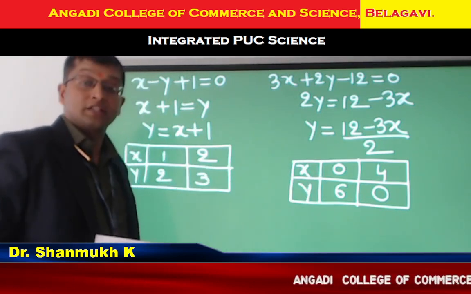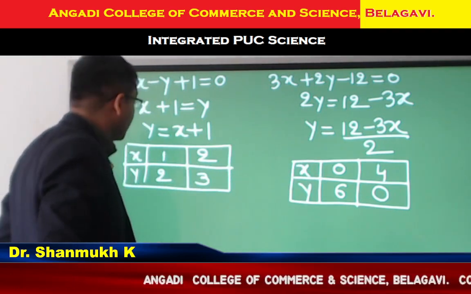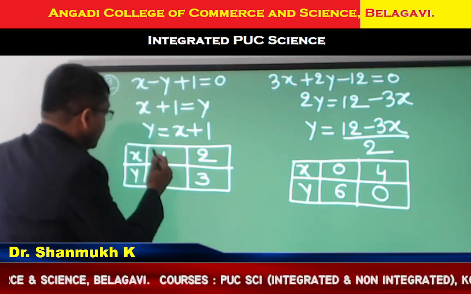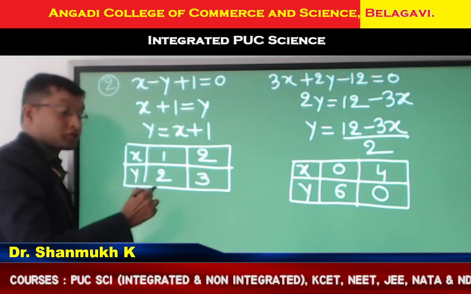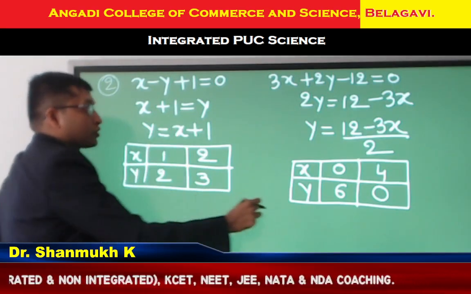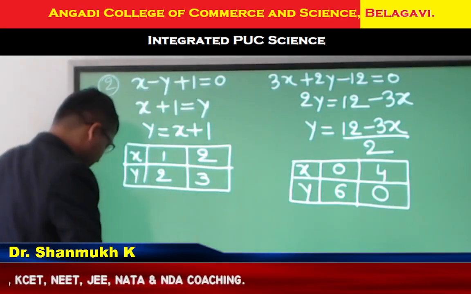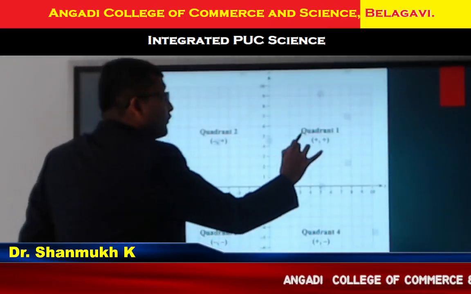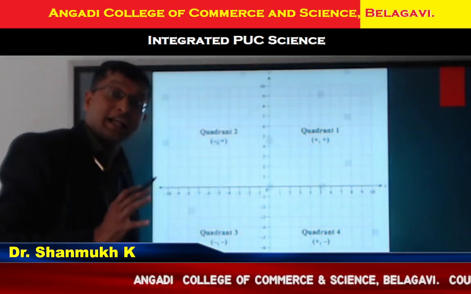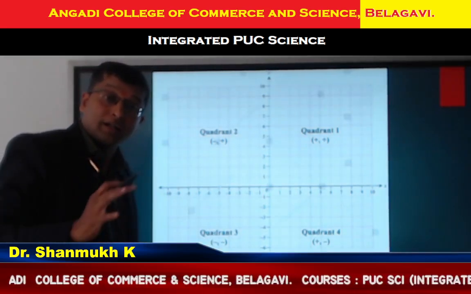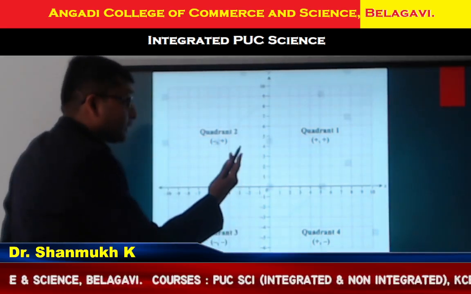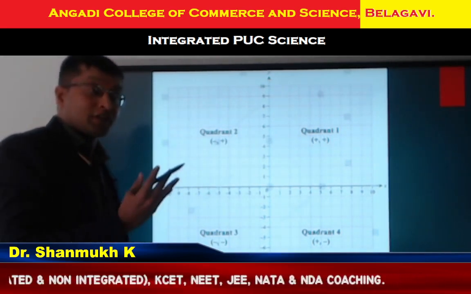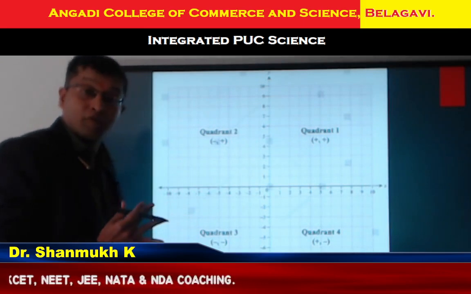With decimals, the simplification becomes difficult. One more thing we will observe here: x is positive and y is positive, both are positive. That means the solution lies in the first quadrant. Already you know the quadrants and their respective signs: first, second, third and fourth quadrant.